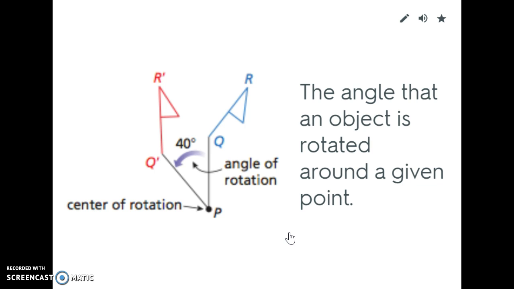The angle of rotation is the angle that it is rotated around that object. So the center is at P, and then from Q to Q prime, it was a 40-degree rotation.